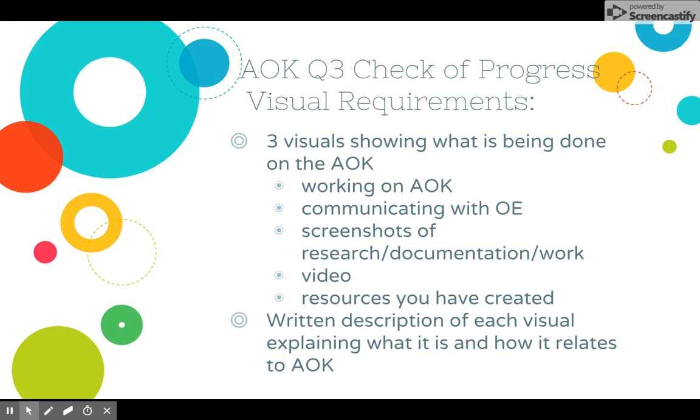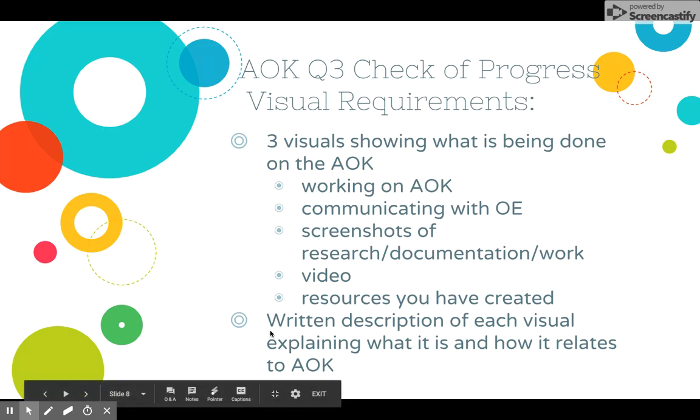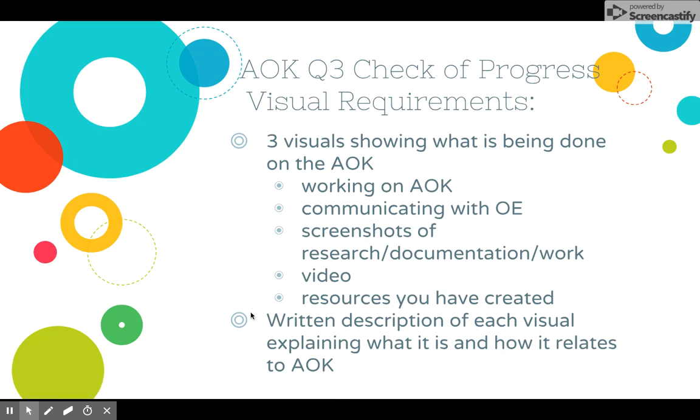But nevertheless, we want to see 3 visuals that show progress. And here's an important piece to this down here at the bottom. Students sometimes forget this. There needs to be a written description of each visual that explains to your mentor what is going on in the picture and how it relates. So just slapping 3 pictures up there to go along with your written component is not enough. You need to give captions to your images to explain what is happening.